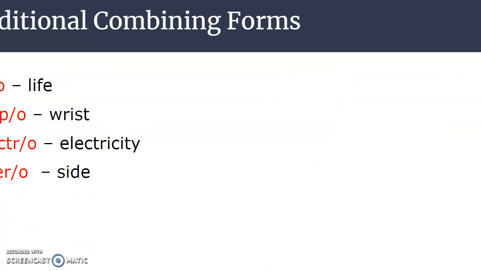You know these ones. Bio is life. We have carpo for wrist. We had that in the last chapter. Electro, electricity. And lateral, we had, two chapters ago? For side. Lateral means towards the side. And does anybody remember the opposite of lateral? Medial. Very good.